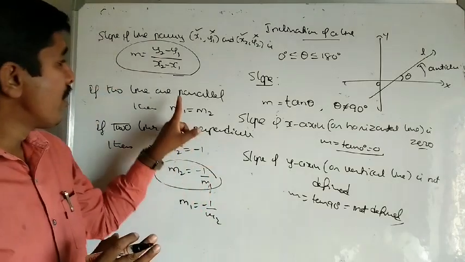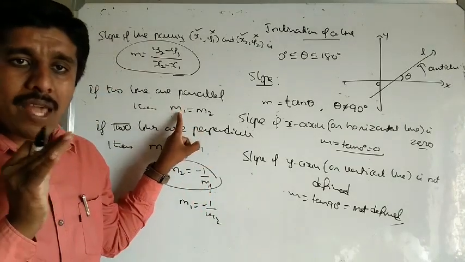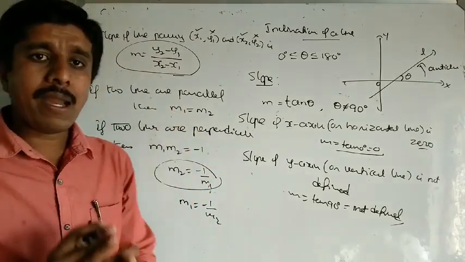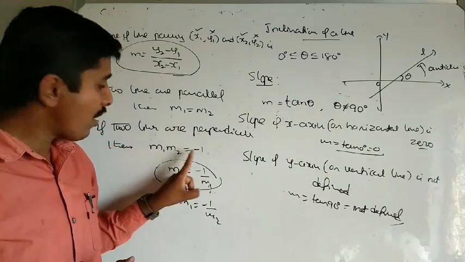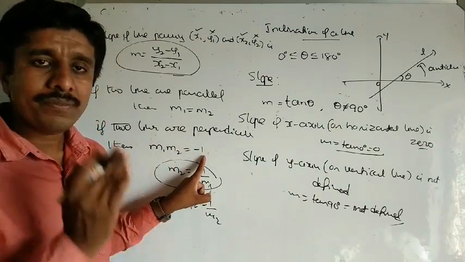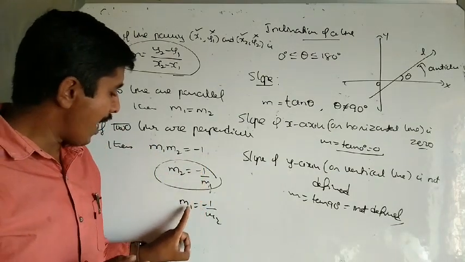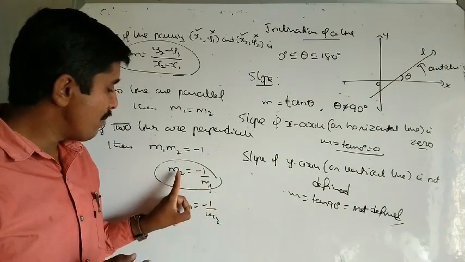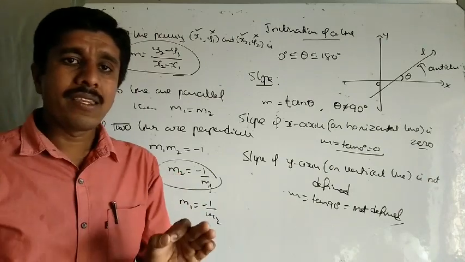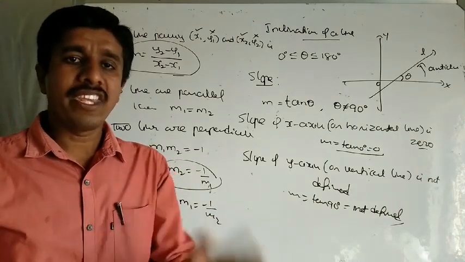Very important condition. Two lines are parallel, slopes are equal. Two lines are perpendicular, product of the slopes equals minus 1: m1 into m2 equals minus 1, or m2 equals minus 1 by m1, or m1 equals minus 1 by m2. This means slopes are negative reciprocals of each other.